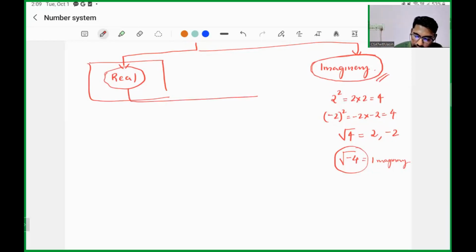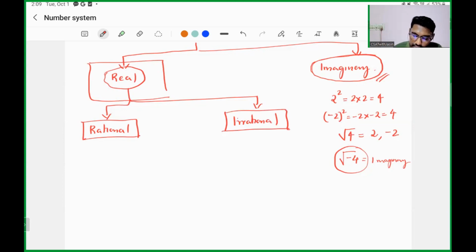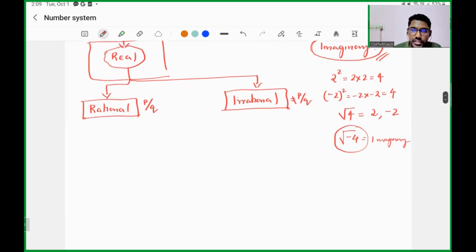So real numbers are again classified into rational numbers and irrational numbers. Okay, rational numbers and irrational numbers. Rational numbers are the numbers you can write in P by Q form. And irrational numbers you cannot write in P by Q form. I'll give you examples. Irrational numbers means, for example, root 2, root 3, pi. These are all examples of irrational numbers.